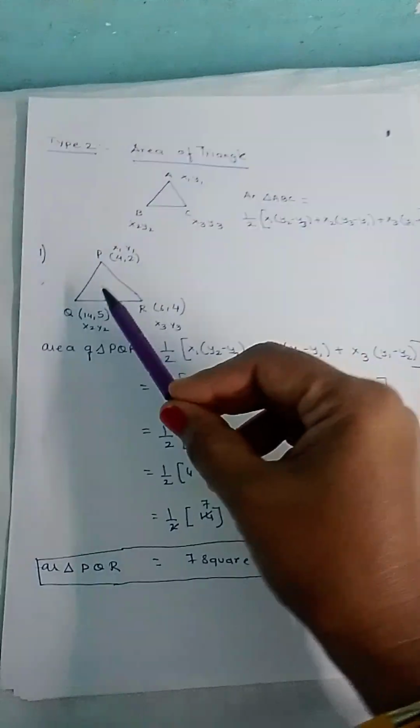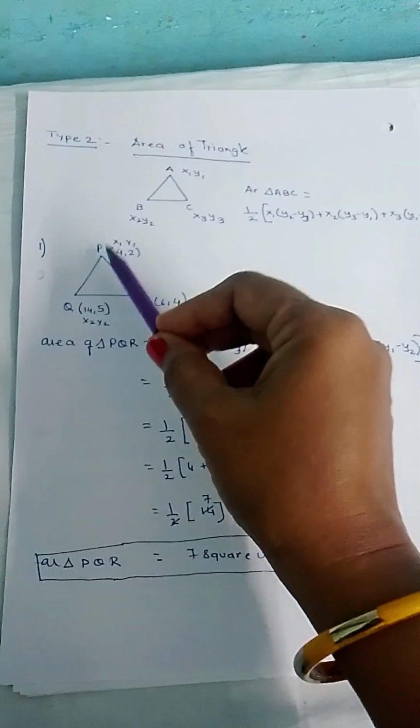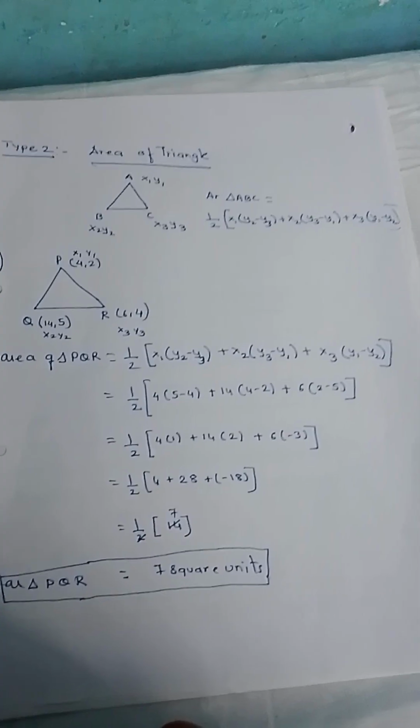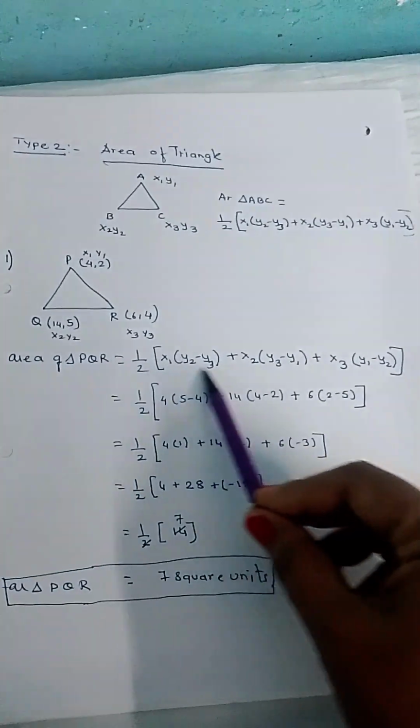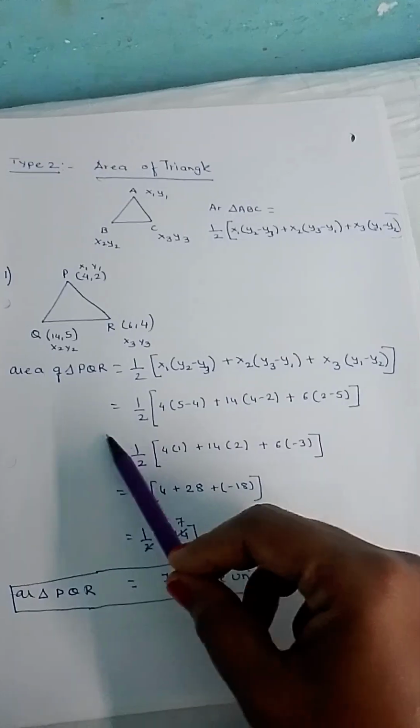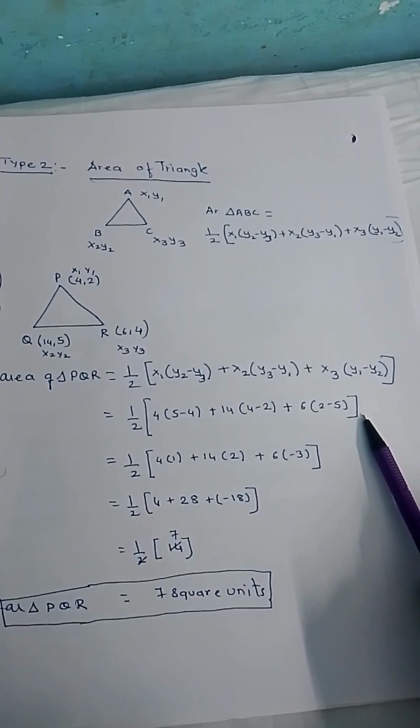So this is an example. This is P, Q, R. P coordinates, Q coordinates, R coordinates. Write the above formula and substitute the values. Please substitute the values properly or else you may get a wrong answer.